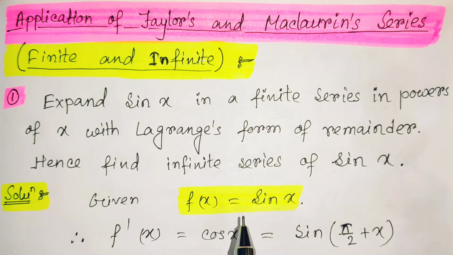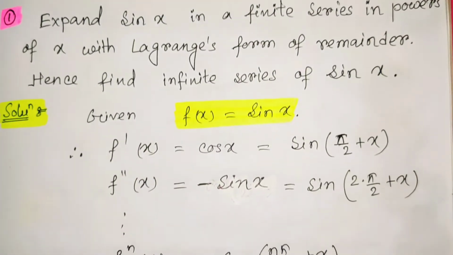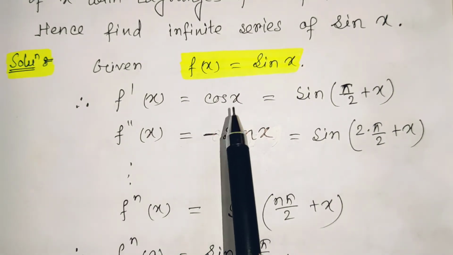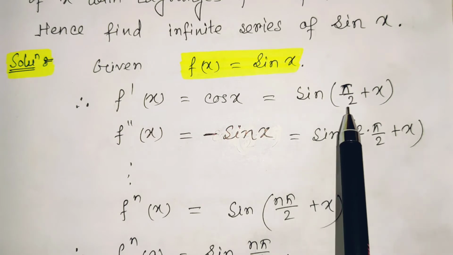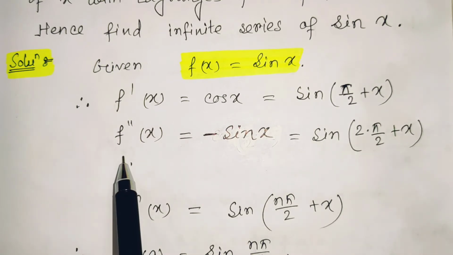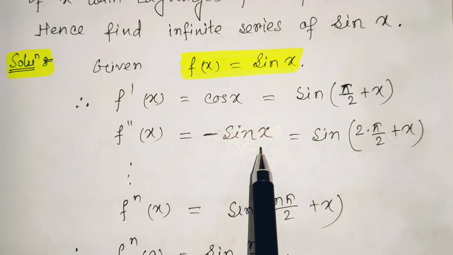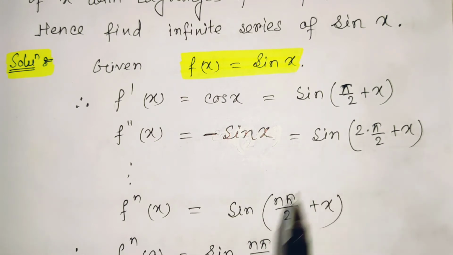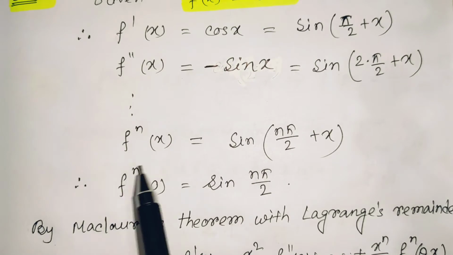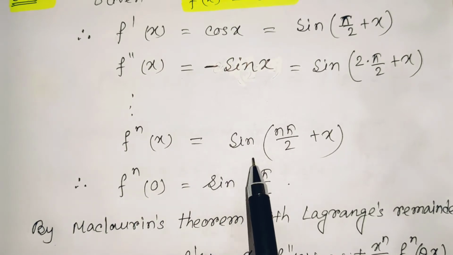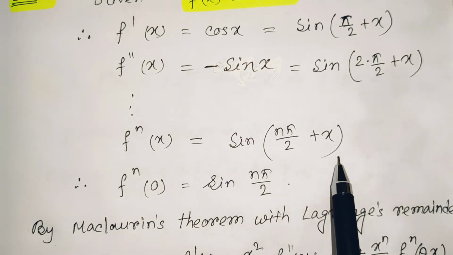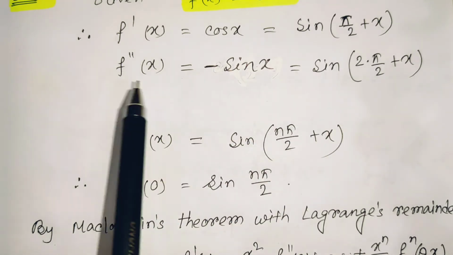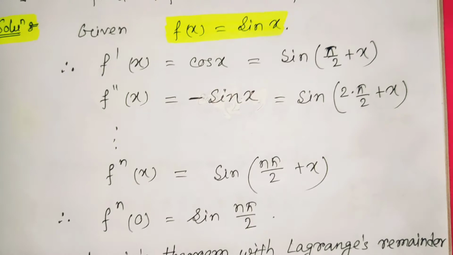So sin x is the given function. If we take its derivative, what will we find? Its first derivative is cos x, which we can rewrite as sin(pi/2 + x). The next derivative is minus sin x, which we can also rewrite as sin(2 times pi/2 + x). In this way, if we proceed, then its nth derivative we can write as sin(n pi/2 + x).